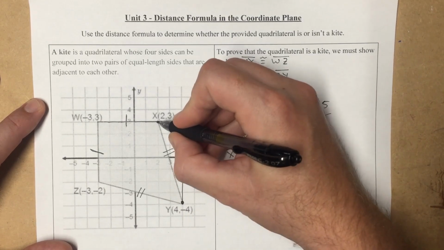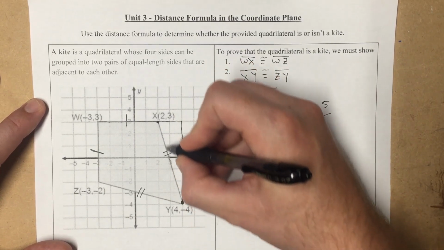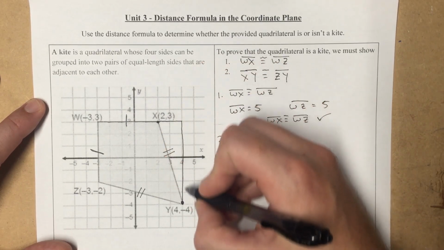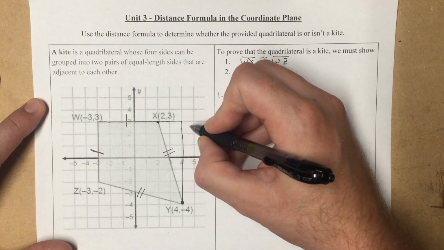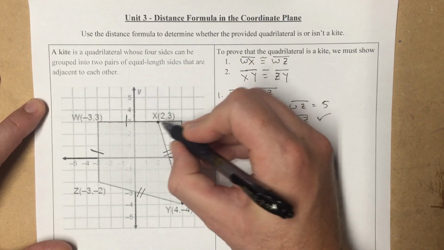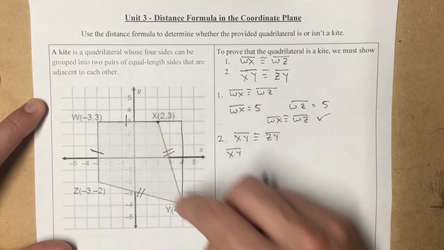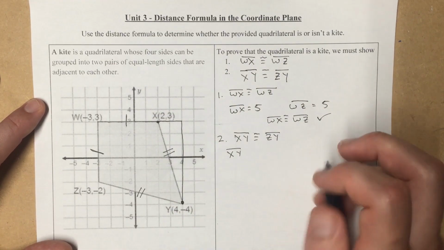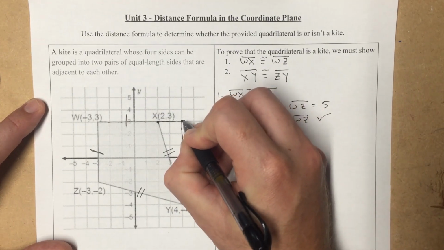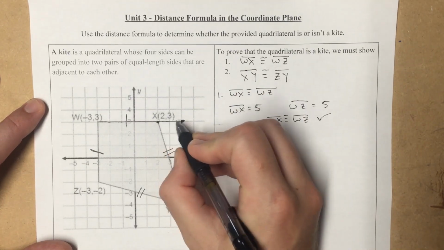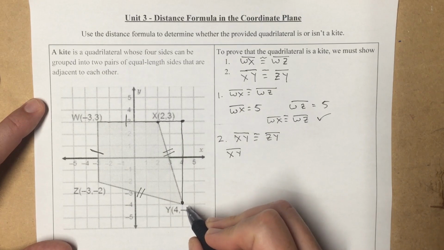So we still have XY, which is now the hypotenuse of this little right triangle that we created over here. Now we can find the side lengths of this right triangle in order to help us find the hypotenuse. I'm going to put a third point there. So I have this right triangle here, and I'm trying to find the hypotenuse.